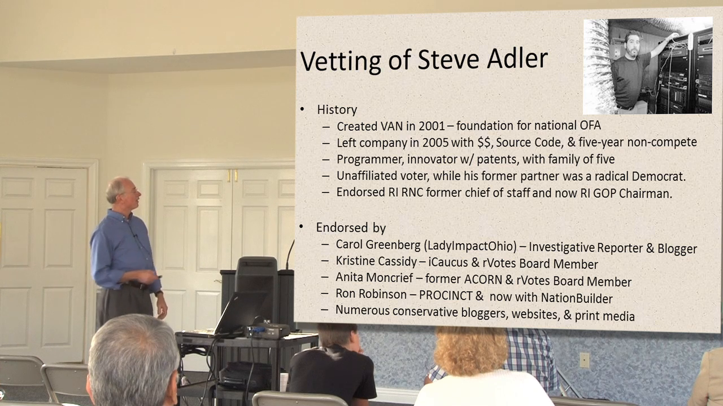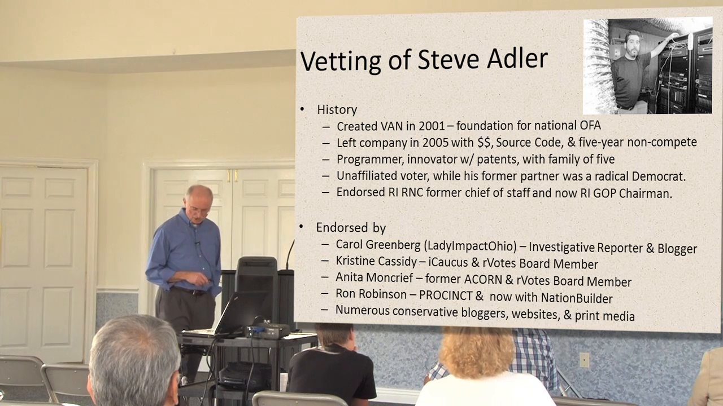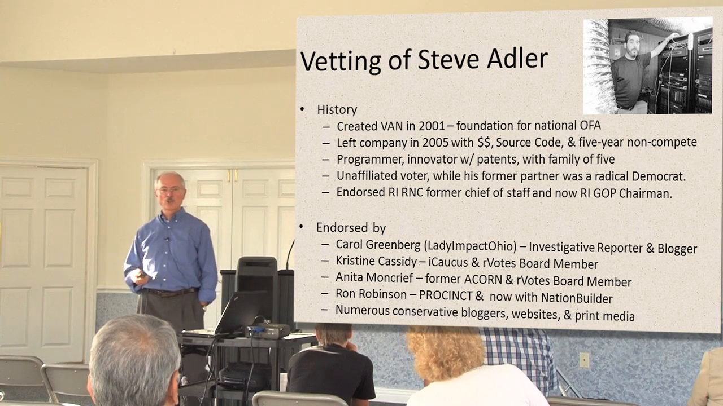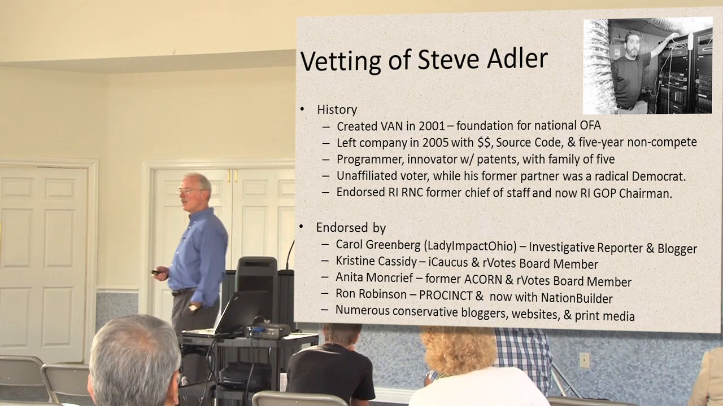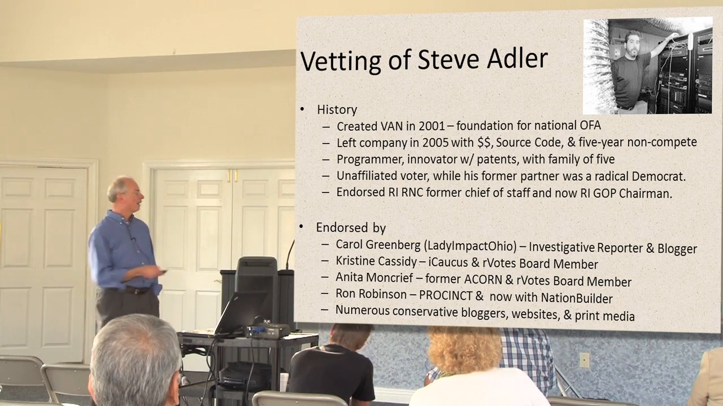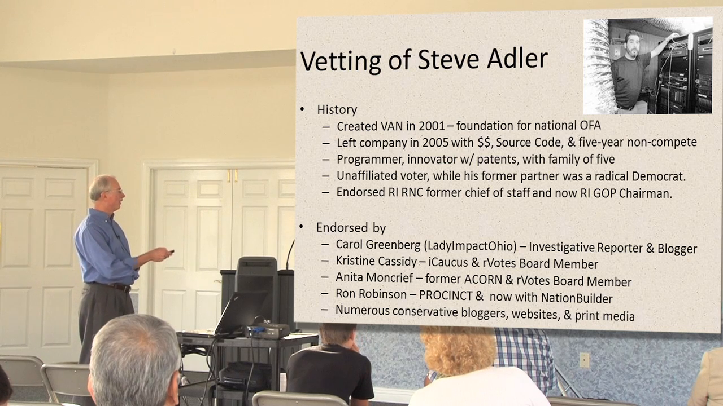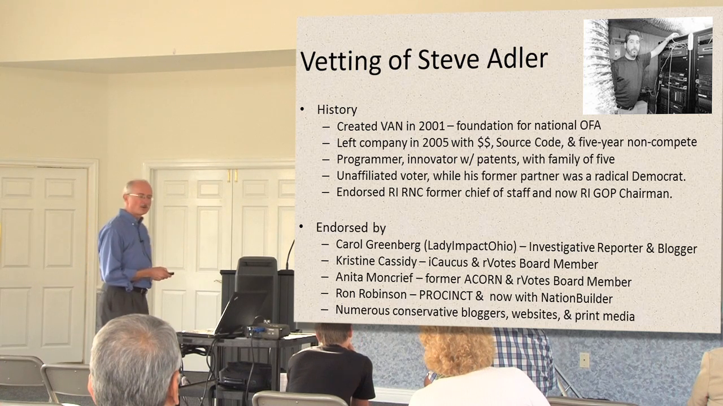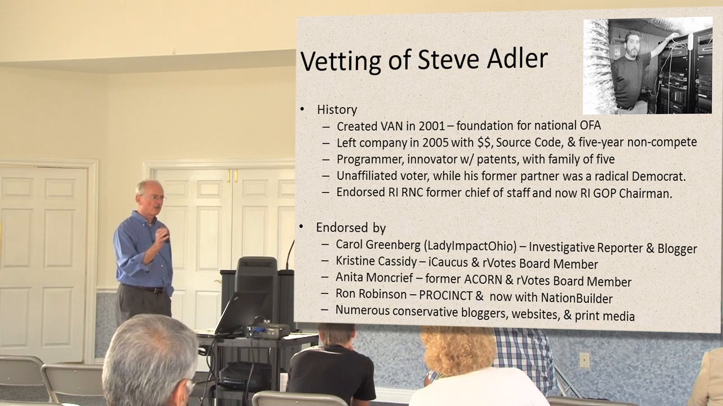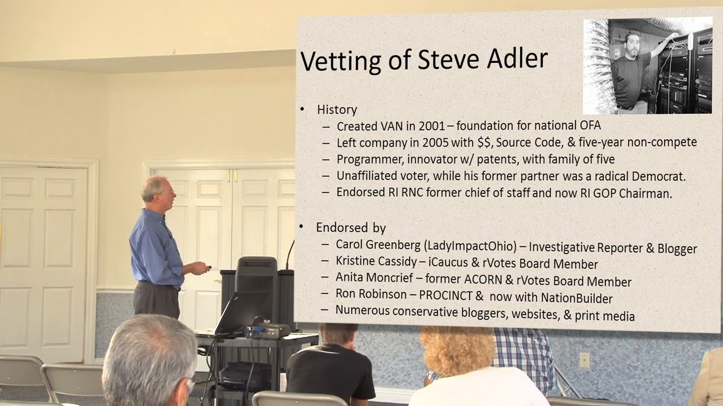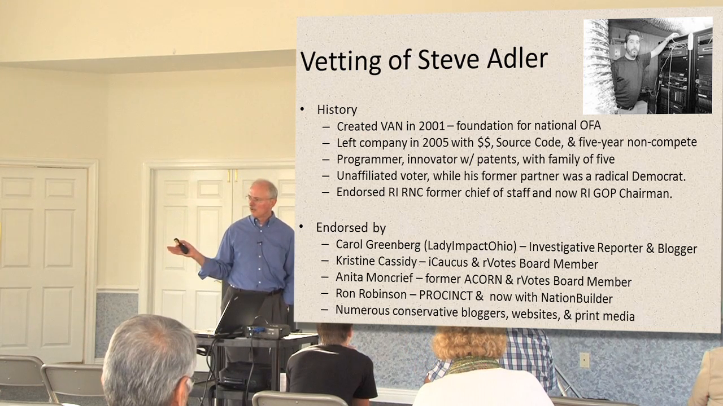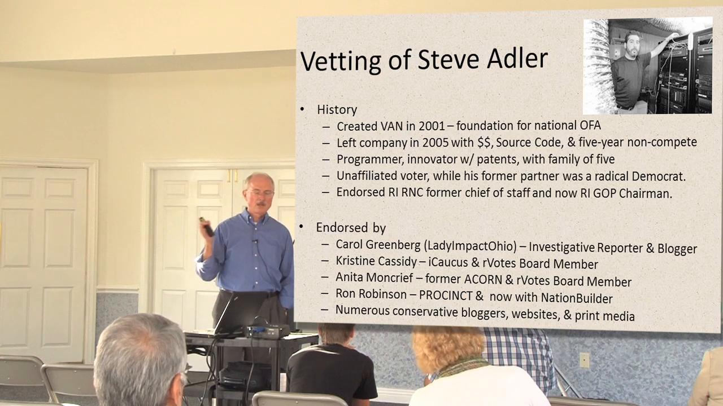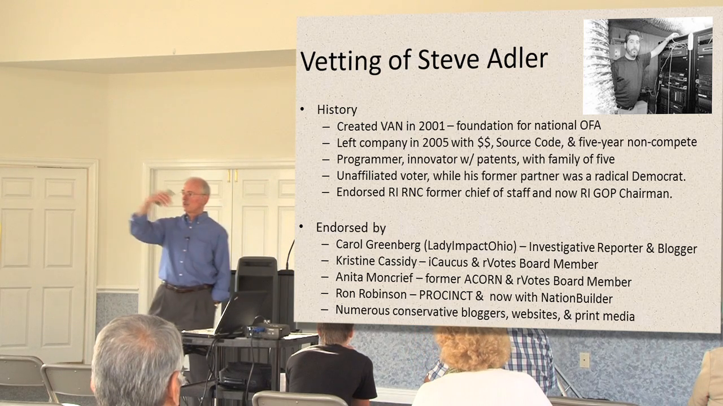And the other thing, as I did research, I ran into a whole bunch of people. Carol Greenberg, she's Lady Impact Ohio. She's a blogger, an investigative reporter. She went inside Organizing for America and learned a lot about their software and was blown away. Through connections, she found Steve Adler and they found each other. Christine Cassidy of iCaucus, which most people are probably familiar with, also does vetting of candidates, etc., and is on the board. Anita Moncrief, the former Acorn person you've probably seen on TV and at conventions, an African-American woman who used to be part of Acorn, has turned on them.